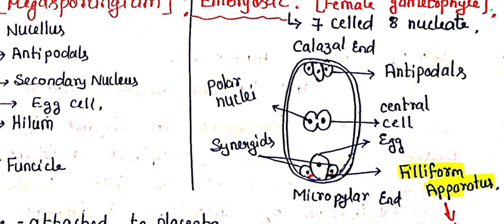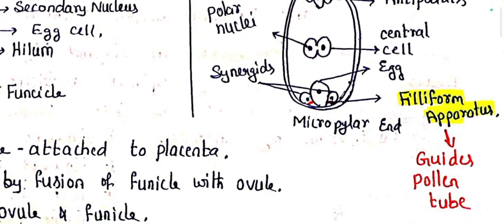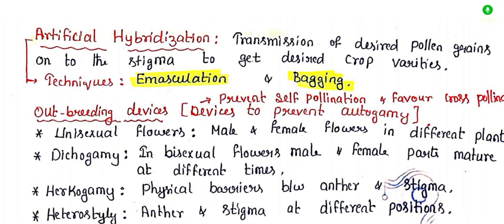It has 2 ends, chalazal end and a micropylar end. And inside the synergids you can find filiform apparatus, and filiform apparatus main function is to guide the pollen tube. In artificial hybridization there are two techniques, emasculation and bagging.